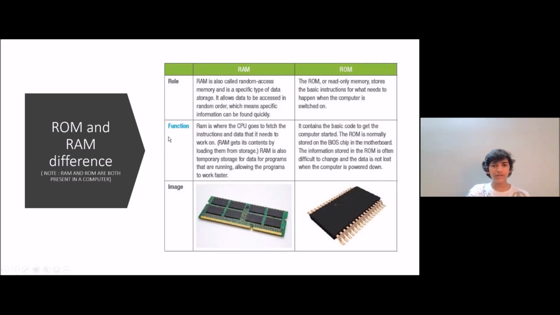So the function of the RAM is this: the CPU, which we'll be covering soon, goes to the RAM to fetch the instructions it needs to execute for the particular application. So it fetches the instructions and data that are needed for the application to work on. So RAM gets its contents by loading them from the storage.